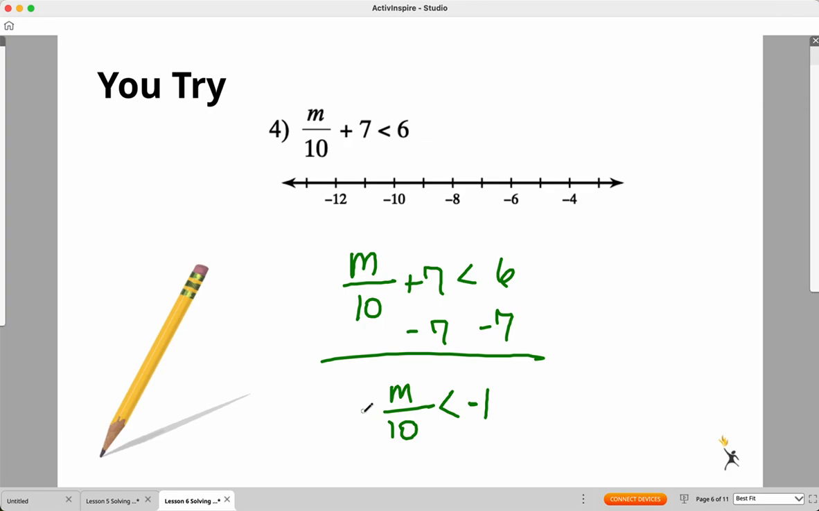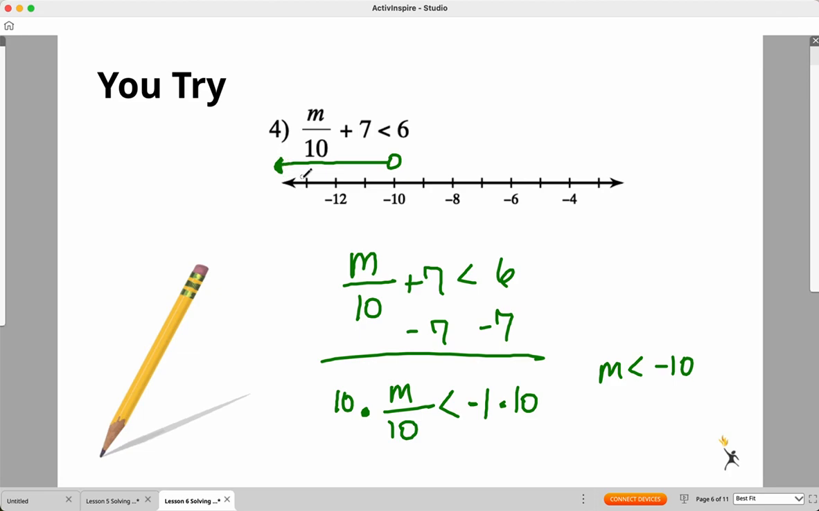How do I get rid of divided by 10? You guys are 100% right. It's times 10. Oh, now we got to remember our multiplication rules. So a negative times a negative is a positive. A positive times a positive is a positive, but a negative times a positive stays negative. So we're going to have it as negative 10. So m is less than negative 10. Open circle, less than negative 10.